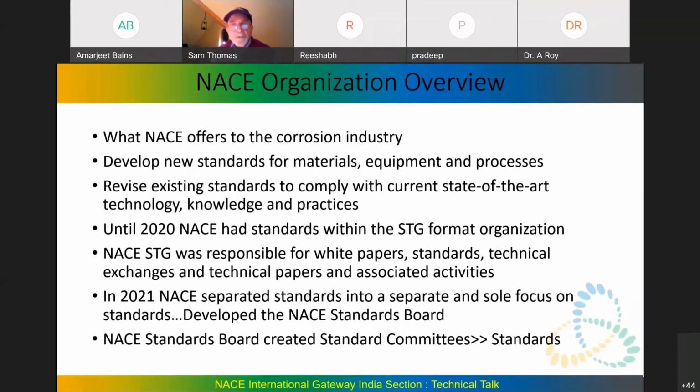Up until 2020, NACE had what we call the STG format, and that was Specific Technology Group. Within that group would be a focus on coatings standards. They would be writing white papers, technical forums, technical exchanges, and essentially an interaction of the corrosion industry. And it was very complex. You had chairs that were running the various STG groups, and you had a multitude of activities going on. And that is essentially what STG was all about.